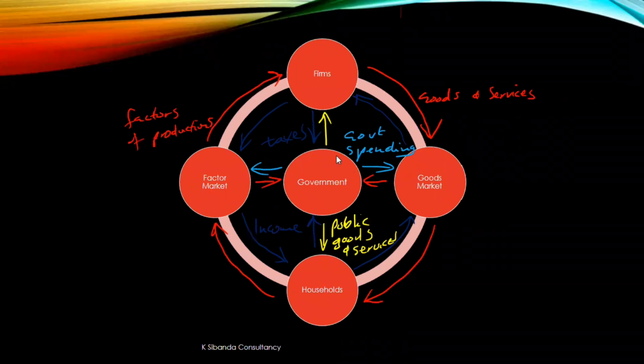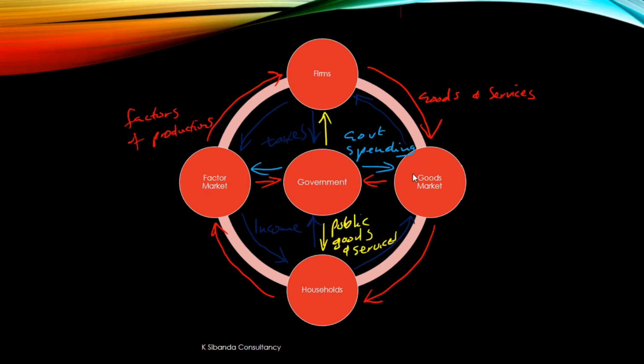So the government also is a player in the goods market. It also comes into the market to buy goods and services that were produced by the firms. So that's why you are seeing some arrows to the goods market and some arrows to the government.